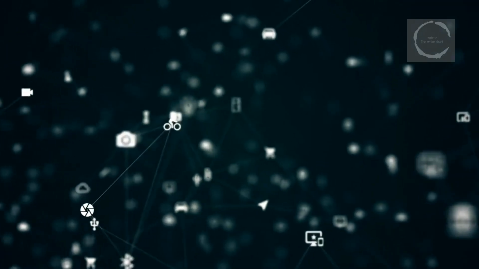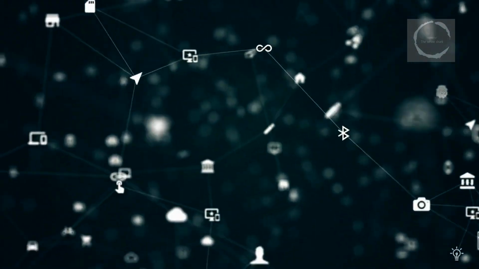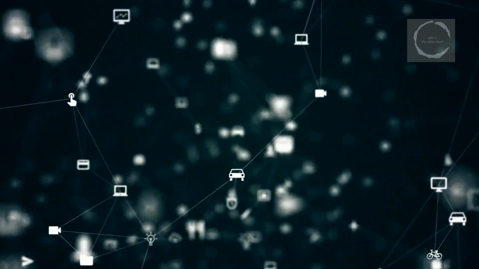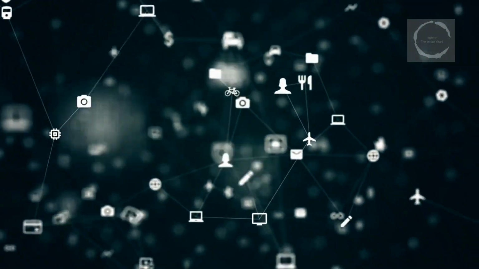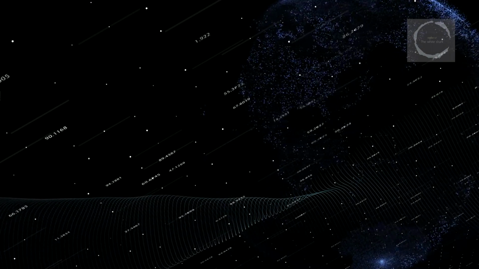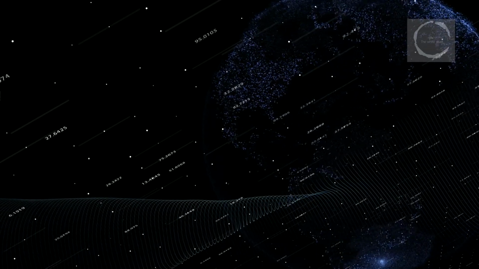The Internet of Things, IoT, is another significant trend, connecting everyday objects to the internet from smart home devices to industrial sensors, enabling them to collect and exchange data. This interconnectedness facilitates more intelligent environments that can adapt to our needs, optimize energy consumption, and enhance safety.